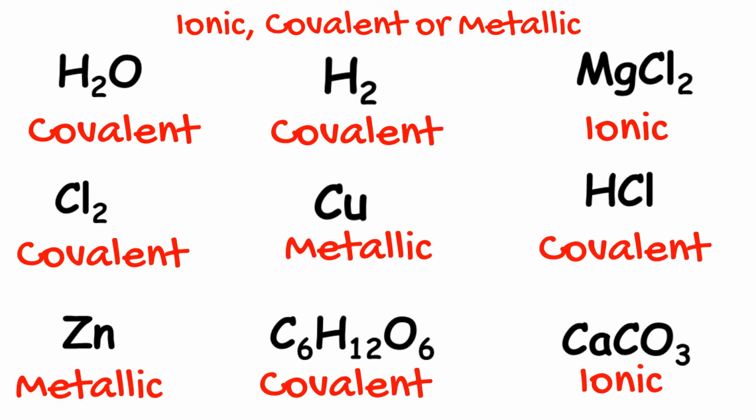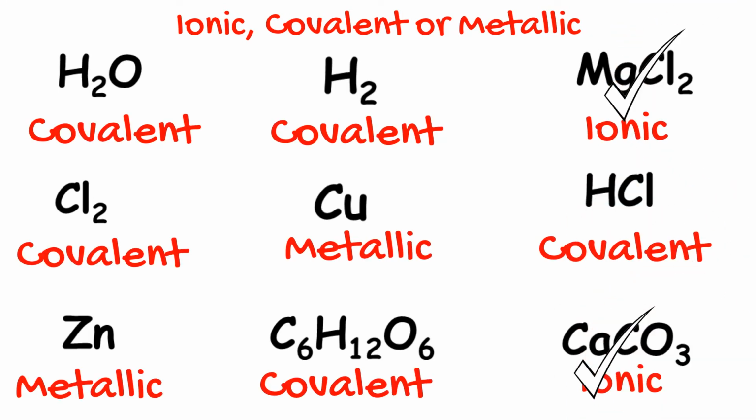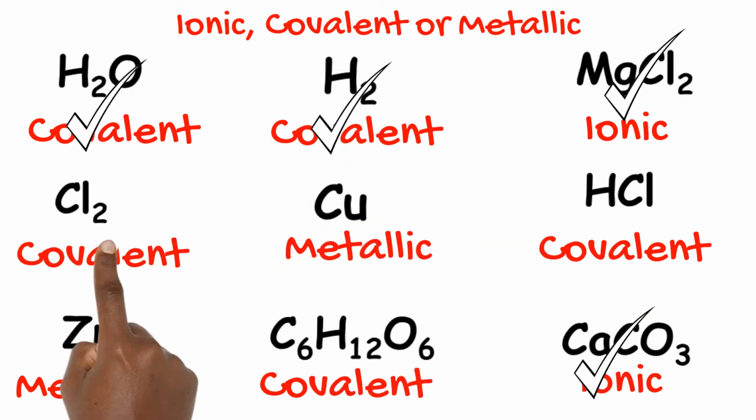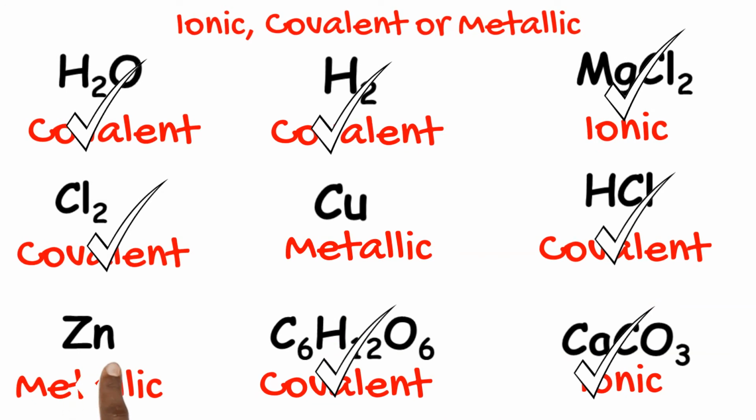And here are your answers. And as you can see, ionic bonding holds metal and non-metal atoms together, whilst covalent bonding holds two or more non-metal atoms together. And for metallic bonding, they hold metal atoms only together.